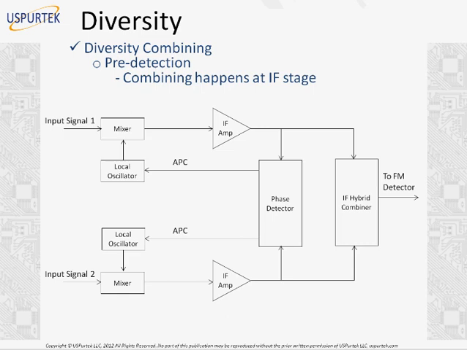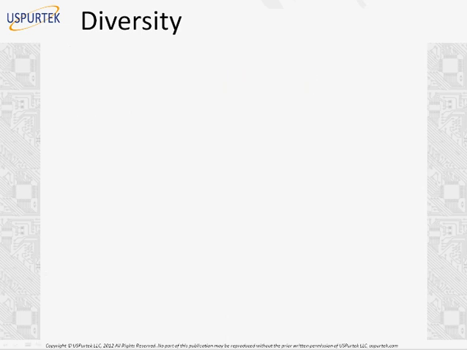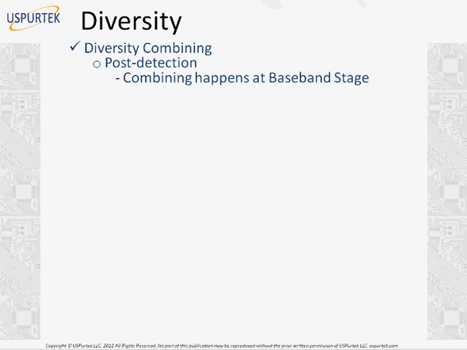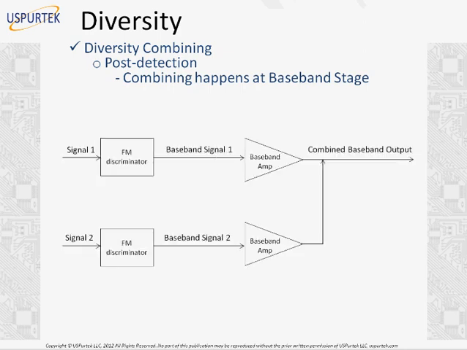Diversity combining, pre-detection. Combining happens at the IF stage. It looks familiar, this picture. You have the input signal received. Signal 1 is received, signal 2 is received at the mixer, and you mix it with the local oscillator frequency and extract the intermediate frequency. So before you do the discrimination or extract the baseband signal, you just combine the signals at the IF hybrid combiner. This is one technique. The other way is post-detection, where you actually retrieve the baseband signal. You see signal 1 feeding into an FM discriminator and signal 2 feeding into another FM discriminator. You have baseband signal 1 and baseband signal 2, and you combine the 2 outputs. This is how you combine.